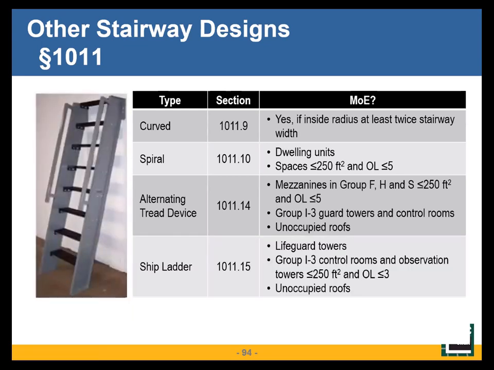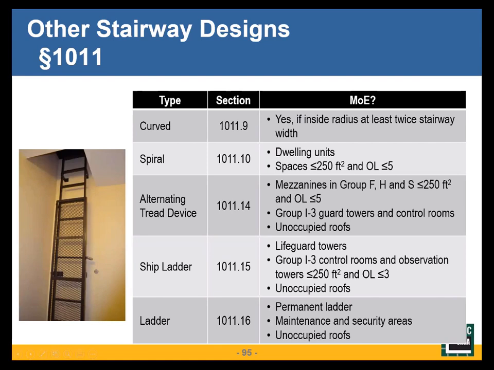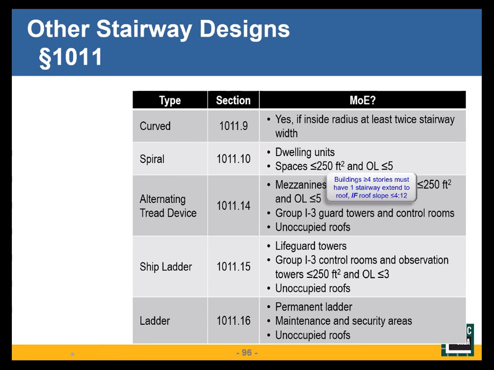Ship ladder is allowed in certain specific uses: equipment rooms, unoccupied roofs, lifeguard towers. But it's a steep ladder. A regular ladder attached to the wall. Permanent ladder towers, unoccupied roofs, maintenance, equipment loft. It's allowed. All of those are regulated and allowed by the code.